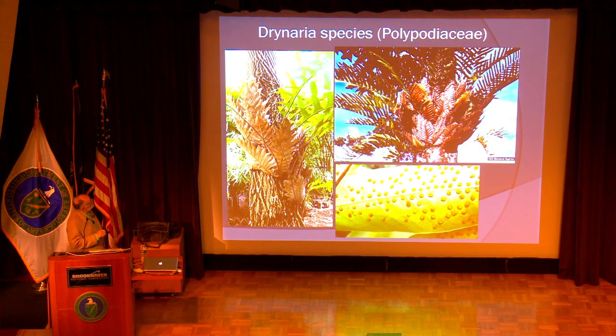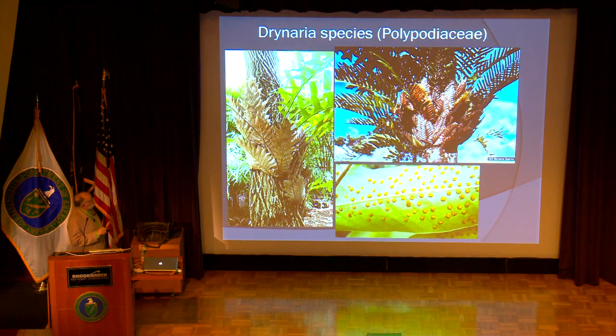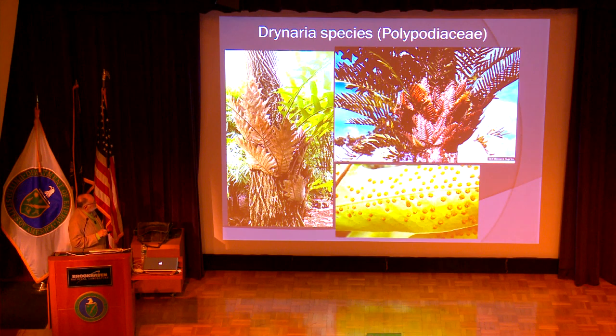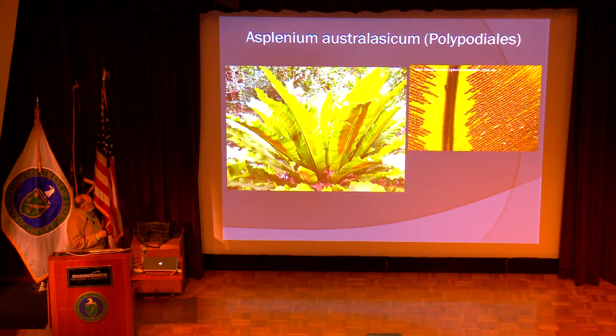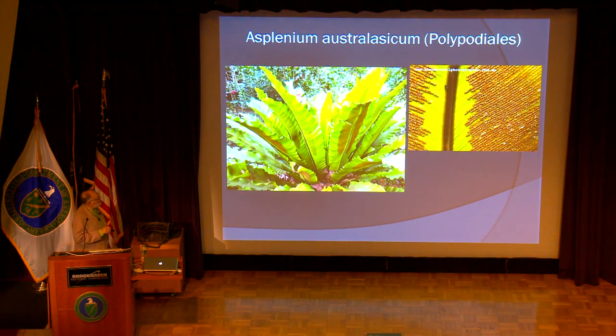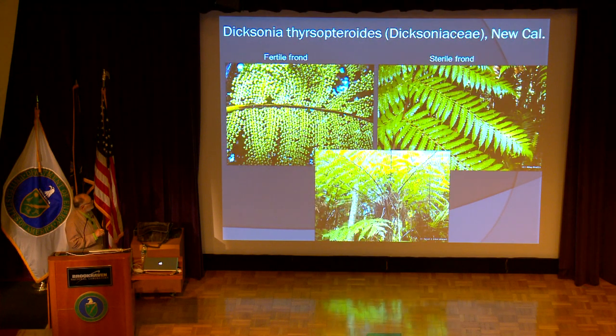And here's Drynaria. Now finally you get some Polypodiaceae, but they're high up on the trees, I think, here. This is Drynaria and Asplenium australasicum. So you can't say they don't have any Polypodiaceae, but they have few. So I'll leave you, I think, with this one from New Caledonia, Dicksonia thyrsopteroides, fertile fronds and sterile fronds. Beautiful.